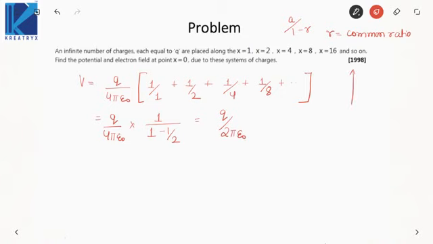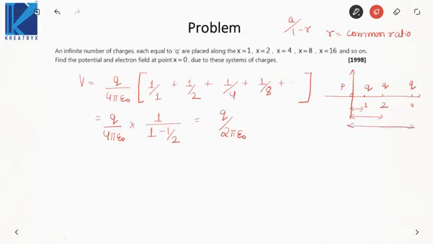Actually, if you are getting confused about how the charge configuration is, this is the point P where you have to evaluate. These are the charges at 1, at 2, at 4 and so on. Charges are placed like this. So the distance of the first charge is 1, the distance of the second is 2, the distance of the third one is 4.